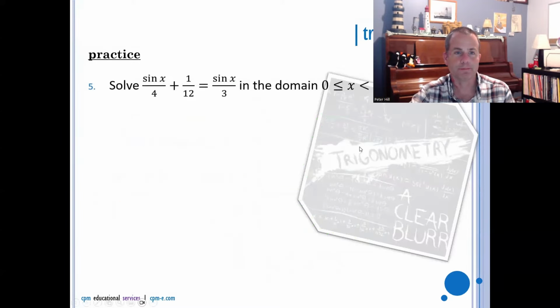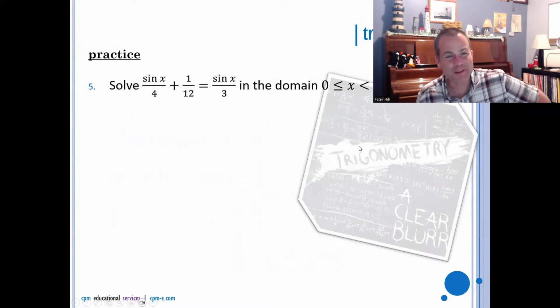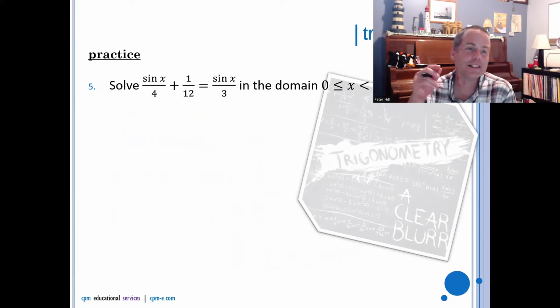Okay. Fractions, everybody's other favorite F word. Okay, solve sine x over 4 plus 1/12 equals sine x over 3. Now, anytime we have fractions in an equation, probably we just want to get rid of the fractions. If I multiply everything by 12 here, I won't have any fractions anymore.